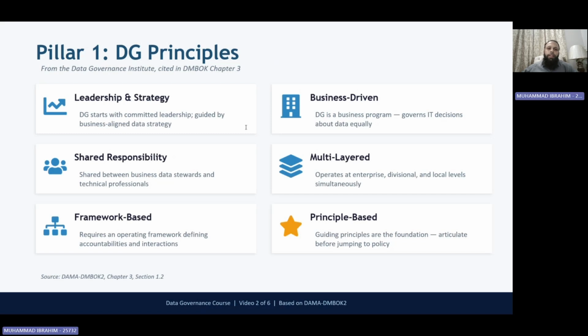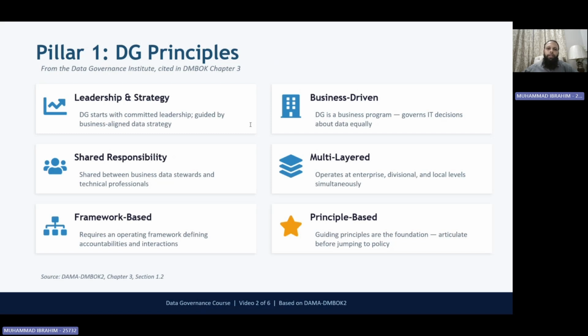The second is business driven. Data governance is a business program. It must govern IT decisions related to data just as much as it governs business interaction with data. This is critical. Governance is not an IT initiative with a business sponsor. It is a business initiative with IT support. The third is shared responsibility. Across all knowledge areas, governance is a shared responsibility between business data stewards and technical data management professionals. Neither side can do it alone.